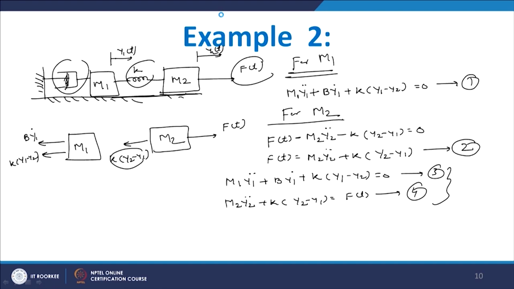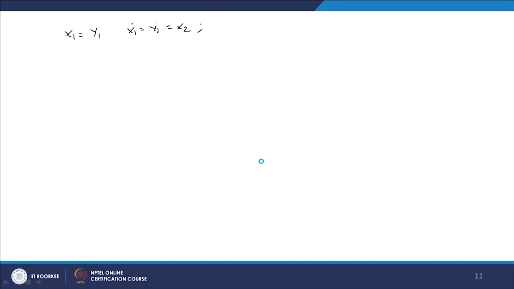Now we can write x1 dot equal to y1 dot, that is equal to state x2, and then here we see we require y1 double dot, therefore we can take y1 double dot equal to x2 dot. So here in the first equation we have taken 2 states.